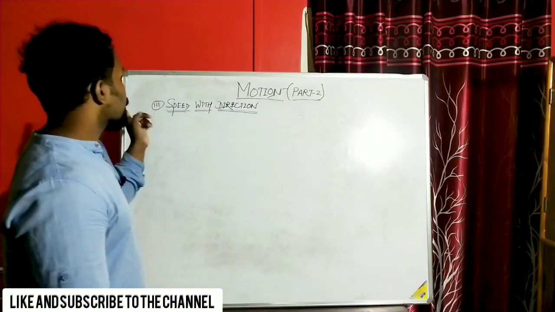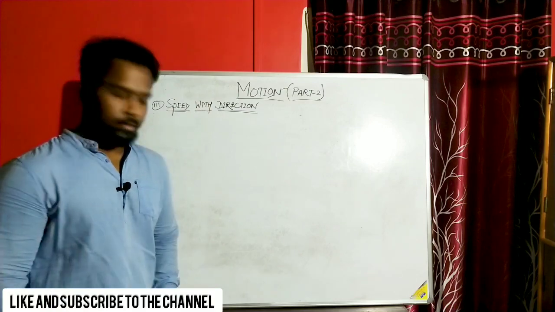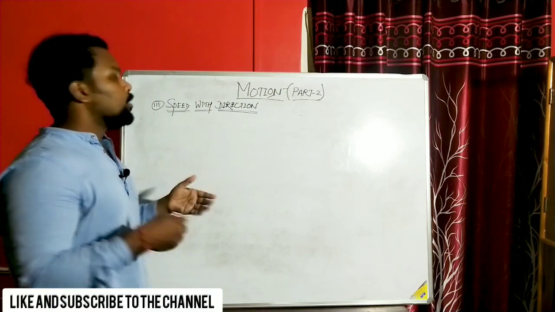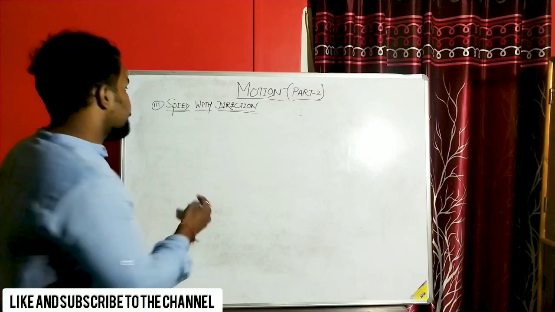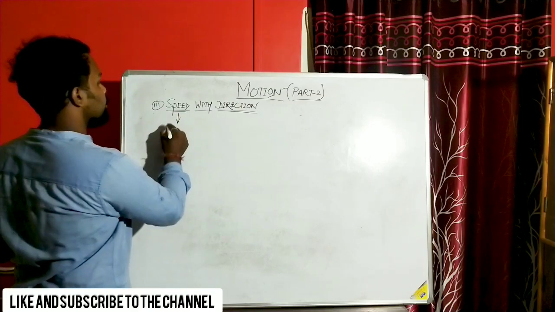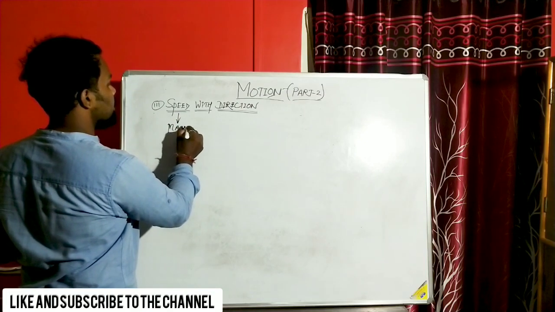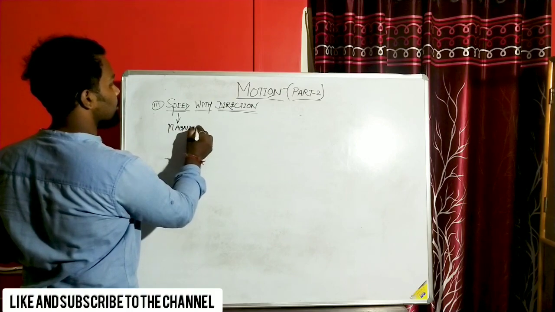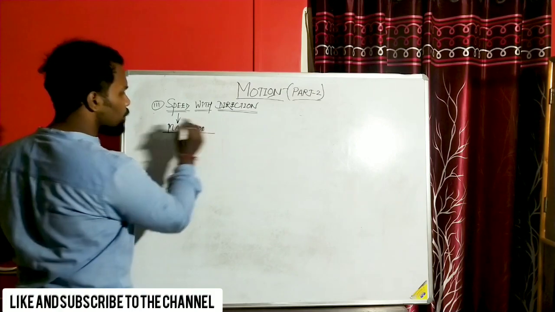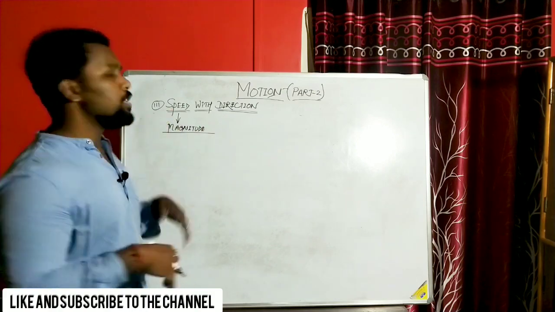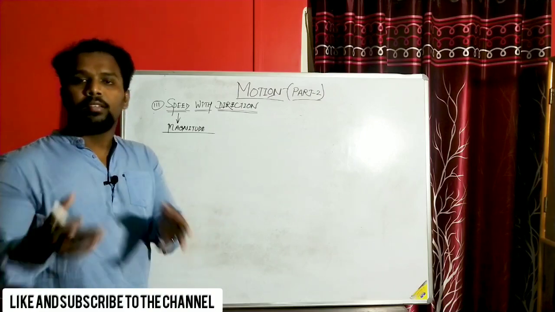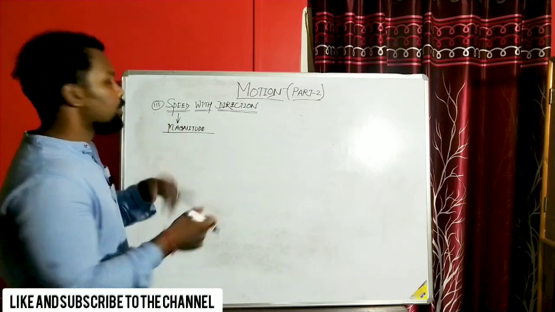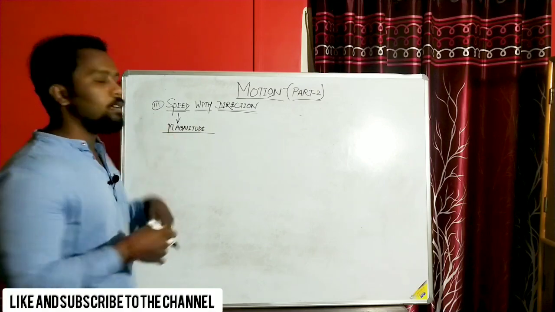Our next topic is going to be speed with direction. From our knowledge, we can say that speed is magnitude. Maybe some students are thinking, how is speed magnitude? Because speed is a scalar quantity, and a scalar quantity deals with only what quantity? Magnitude. That's why you can simply say that speed is a magnitude.